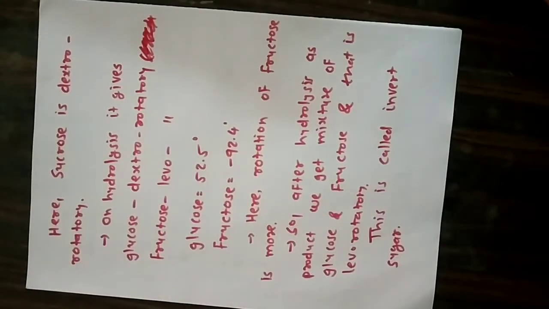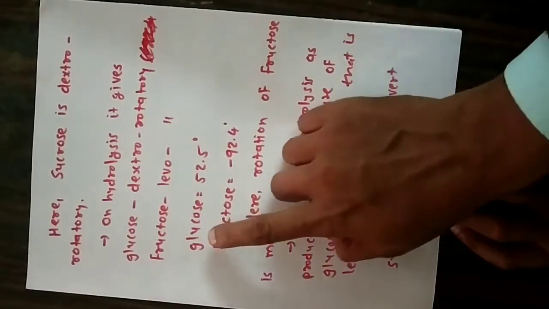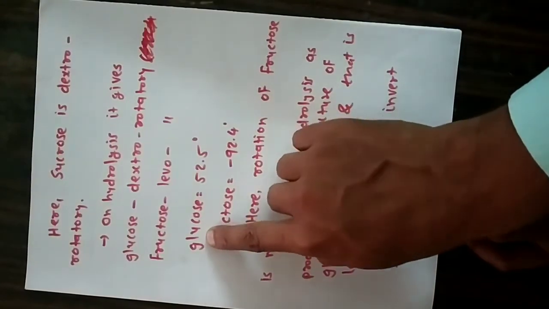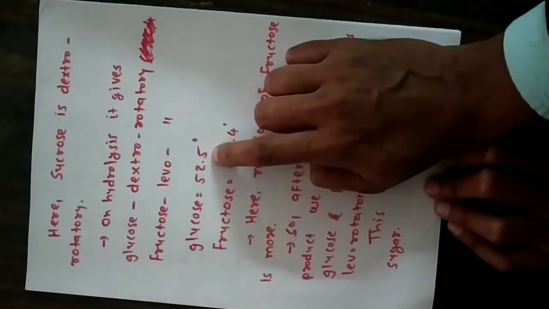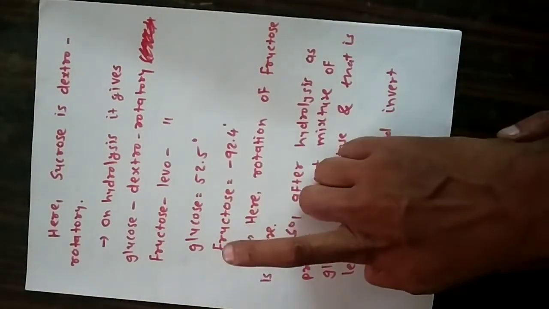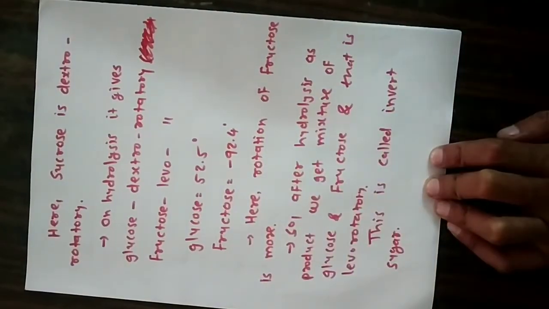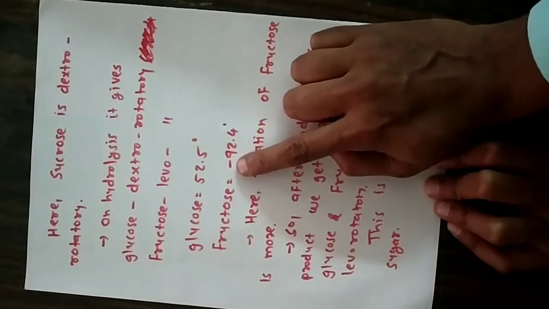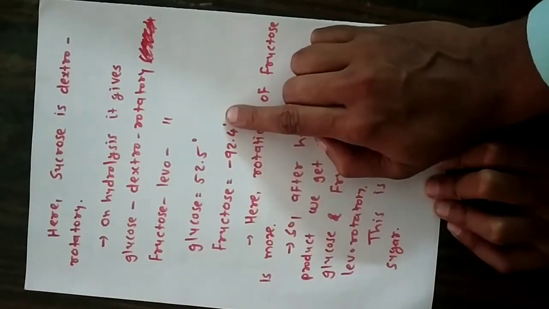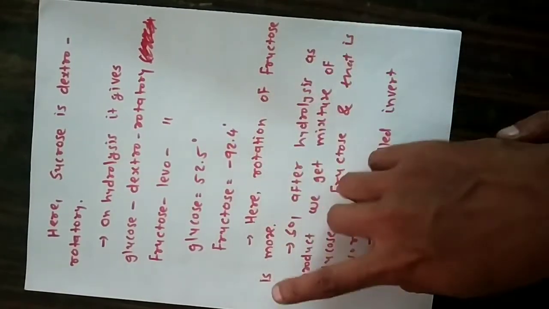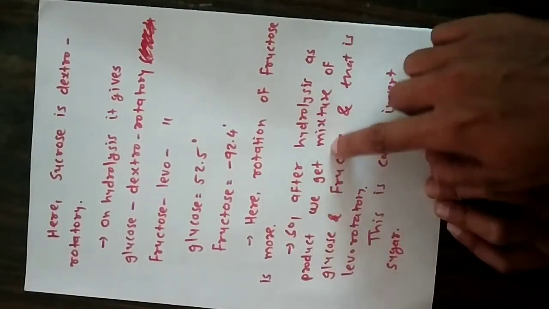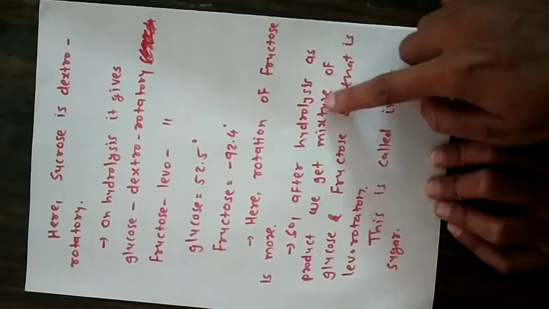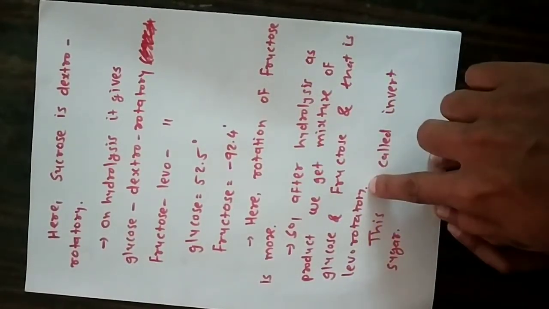On completion of the reaction, we will get a mixture of glucose and fructose. Glucose shifts plane polarized light to the right hand side by 52.5 degrees, and fructose shifts plane polarized light by negative 92.4 degrees. Here the rotation of fructose is more, so after hydrolysis we will get a mixture of glucose and fructose, and that mixture is levorotatory.